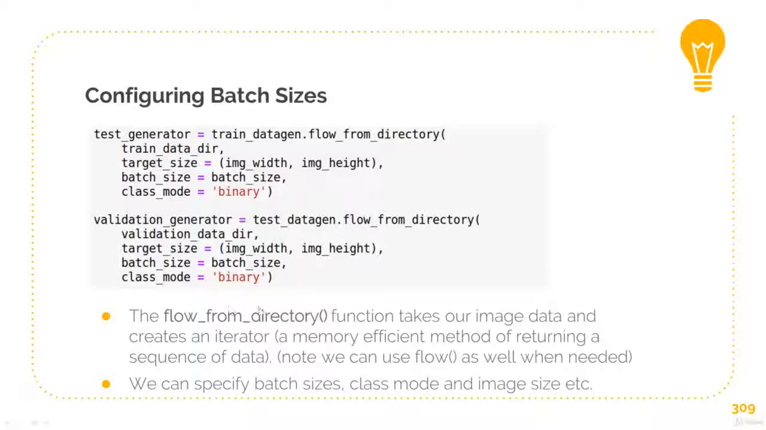So you can basically read what this flow from directory function does. It takes our image data and creates an iterator, which is a memory efficient method of returning a sequence of data. There's also a flow for when we have the files differently.